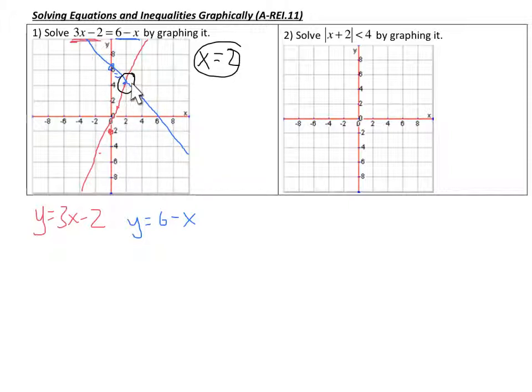It's an interesting way of solving. Yes, you could solve it algebraically. Very easy. You would get 2 as well. Let's try this harder problem here.